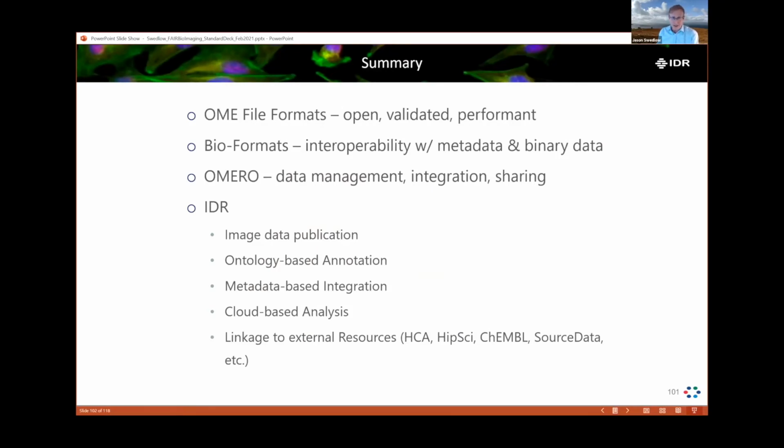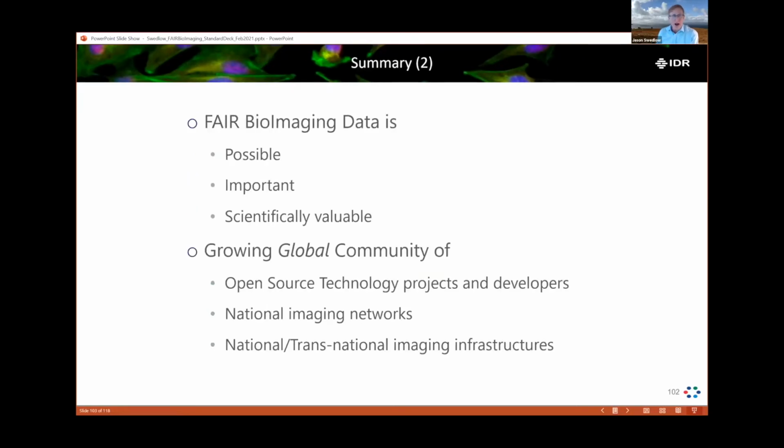So in one slide, I showed you information about file formats and Bio-Formats. OMERO is a data management system, and the IDR, what we're doing about publishing these data sets and annotating them and integrating them, the way we're linking the various resources. Maybe just a take-home message that we can talk about. We think that making bioimaging data FAIR is possible. We think it's important, and we think that we have the first examples of it being actually scientifically useful and valuable.